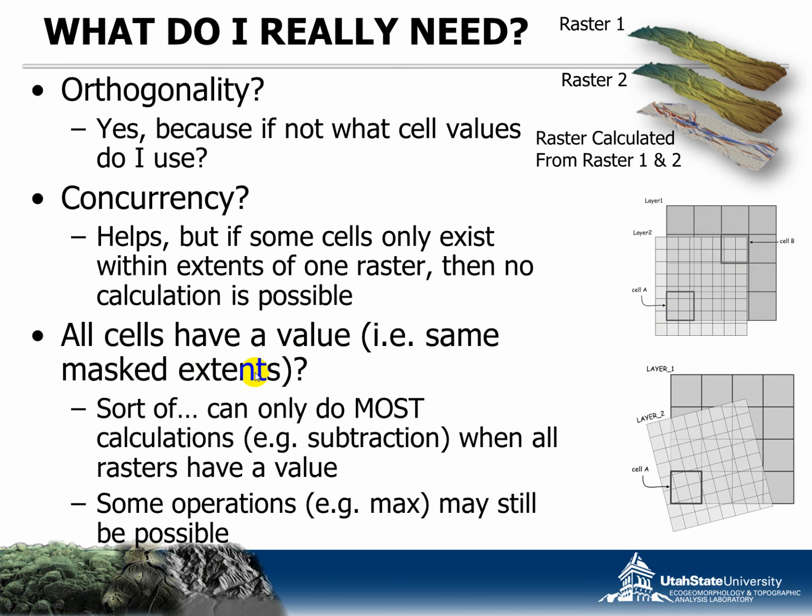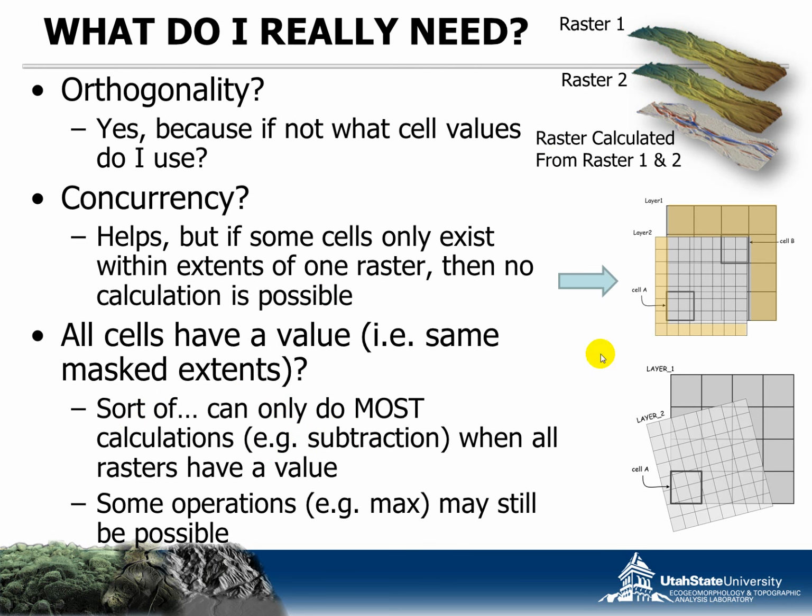And similarly, do all cells have to have a value, i.e. the same masked extents? Well, sort of, but most calculations will proceed and will only do the operation, like subtraction in this case, where all rasters have a value. So basically the intersection of cells with a value is what you end up with as your output. There are some operations like max and min functions that may still be possible even if you don't have the same masked extents, and they'll still give you an output even if only one of the inputs has a value in that cell.